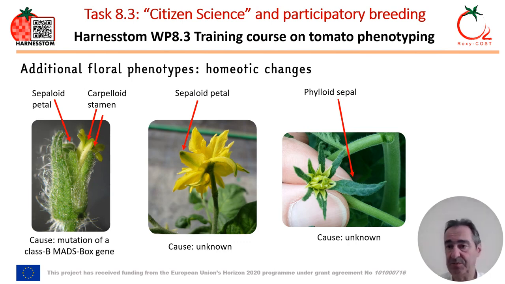Other times, petals become sepaloid in a weaker way and for unknown reasons, as in this landrace in the photo in the middle. In the flower on the right, the sepal has lost its identity to revert to the feature of a leaf.